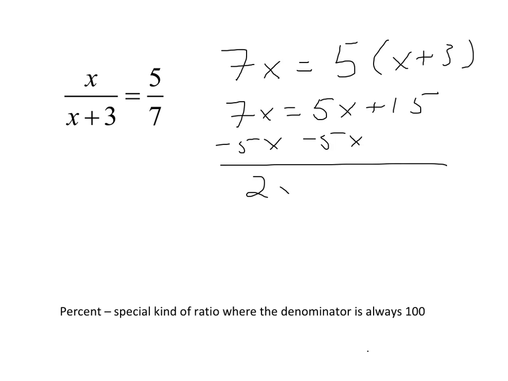So 2x equals 15. Divide by 2, divide by 2. That gives you x equals 15 halves.